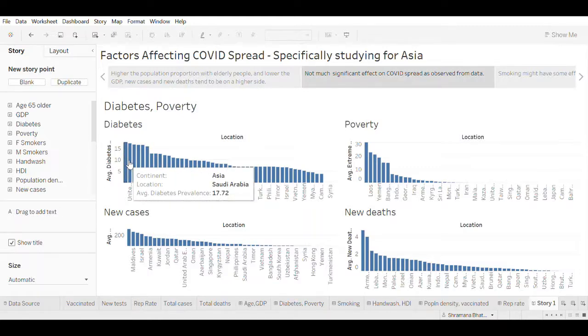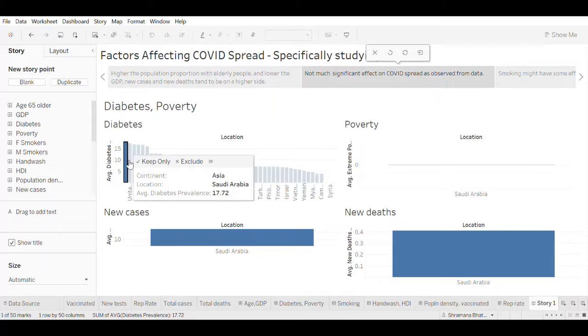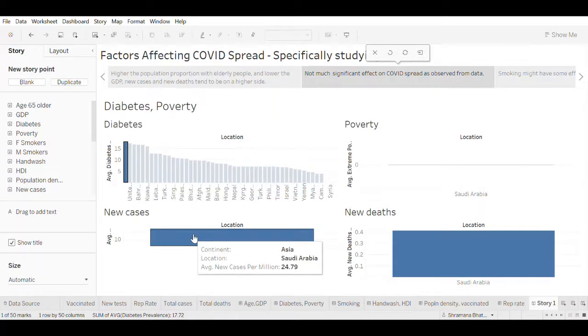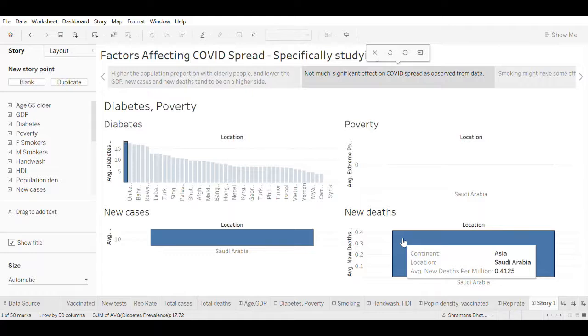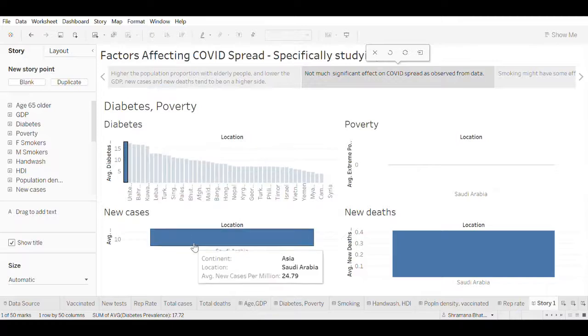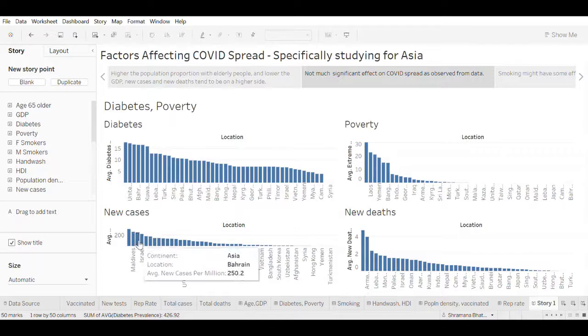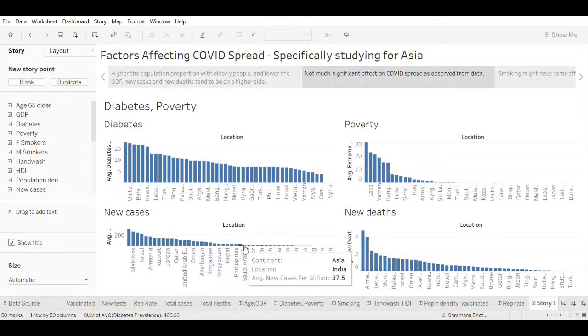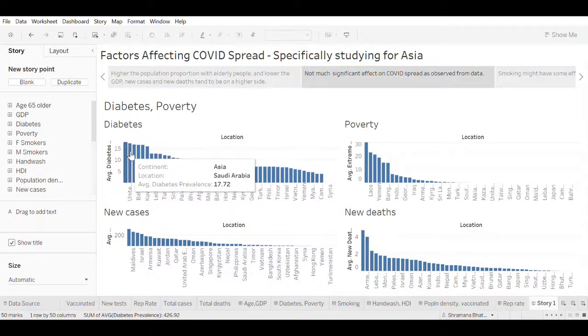Let's just randomly check for this high diabetic prevalence in Saudi Arabia. Let's check the new cases. It's on the lower side. Death is also on the lower side. Poverty is showing zero. Either there is no data on it, or maybe there is no proper data. Anyway, you can see that the average new cases are less, 24.79, which is very less as compared to 318, on the very lower side, right?